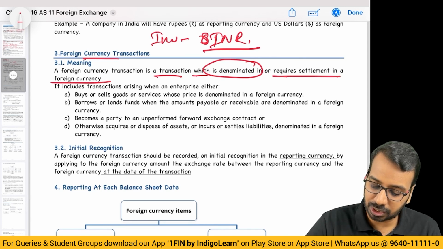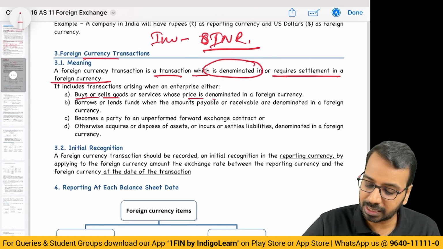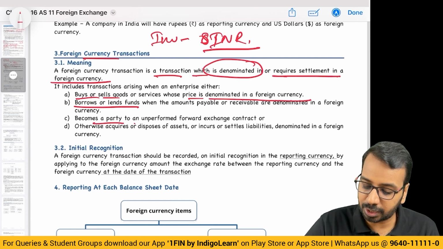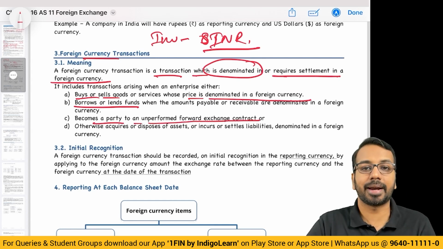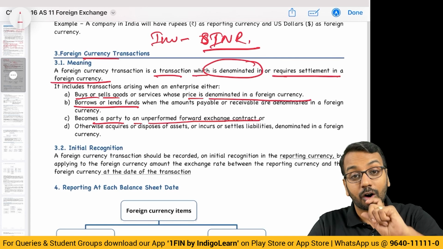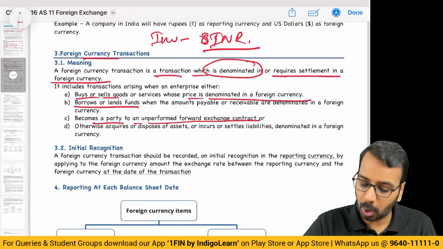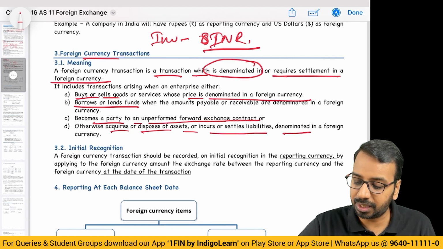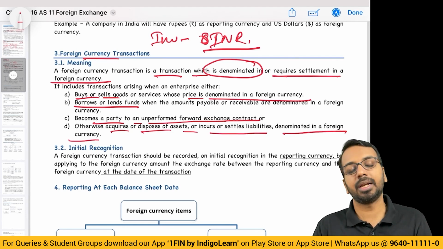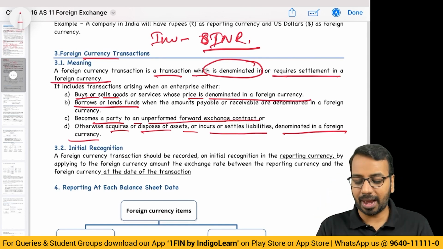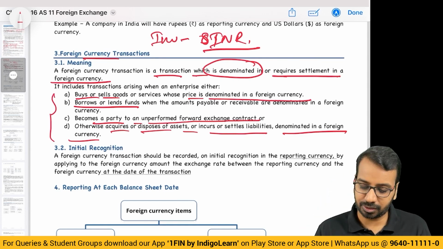So the transactions of buying and selling goods where price is denominated in a foreign currency, borrowing or lending, becoming a party to an unperformed foreign exchange contract. If I enter into a forward contract or foreign exchange contract, that also is a foreign currency transaction. Or acquiring or disposing of assets, incurring or settling liability denominated in foreign currency. I purchase assets, I take loan, right? All of that is a foreign currency transaction.